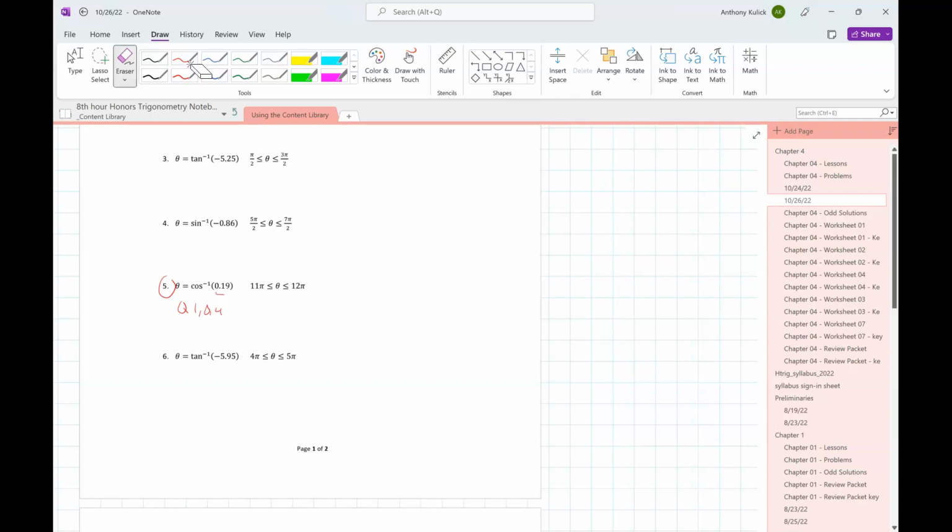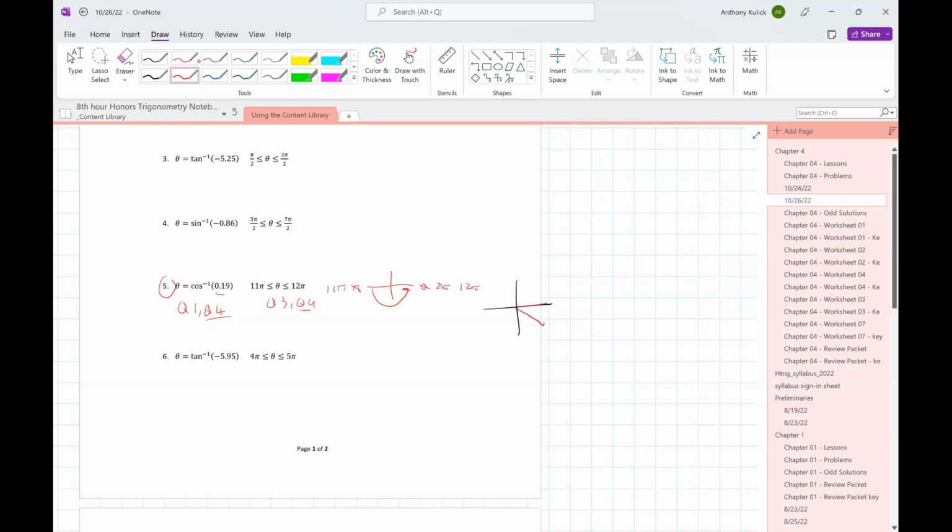And then between 11 pi and 12 pi, what quadrants are those? Well, 0 pi, 1 pi, 2 pi. I'm seeing that the odd ones are on the left side and the even ones are on the right side. So 11 pi to 12 pi is happening right there. So that would be quadrants 3 and 4. So our answer is in quadrant 4. So it's going to be somewhere down there, right?